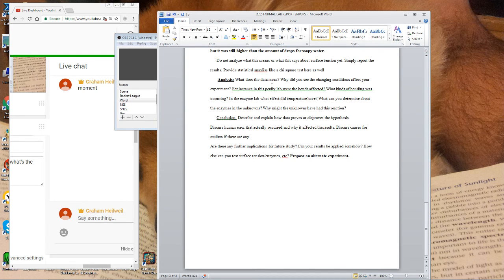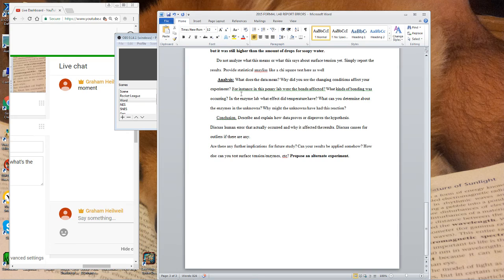Is there perhaps another thing you'd like to test with enzymes? Is there maybe another thing you'd like to test with the specific organisms we used? Or maybe are there other organisms you'd like to take a look at? So those are all things you could propose as an alternative. So you can see there's definitely plenty you could put in the conclusion.